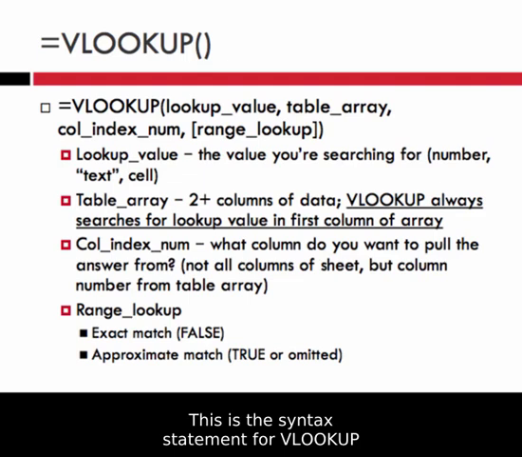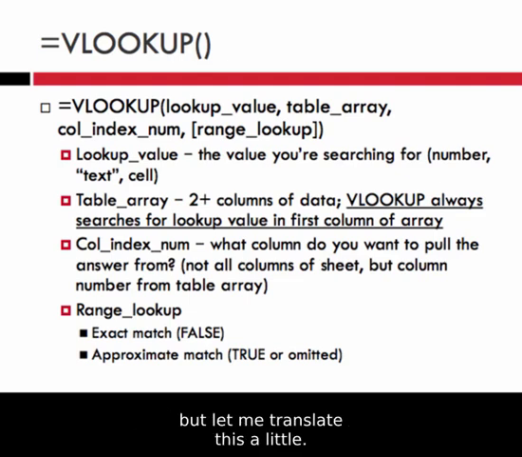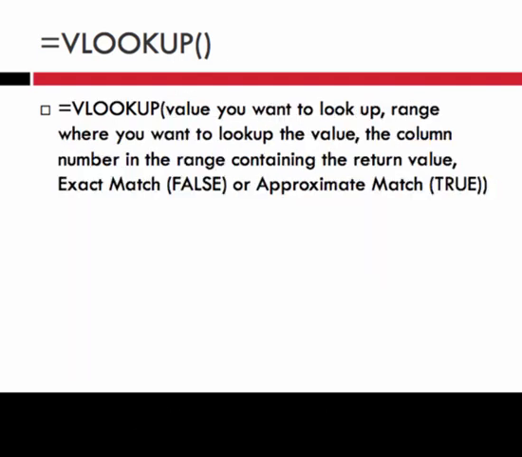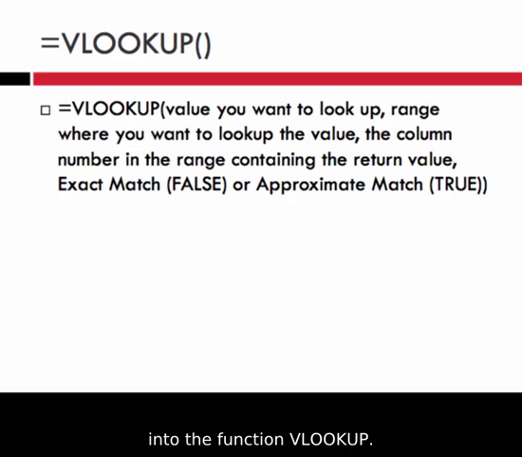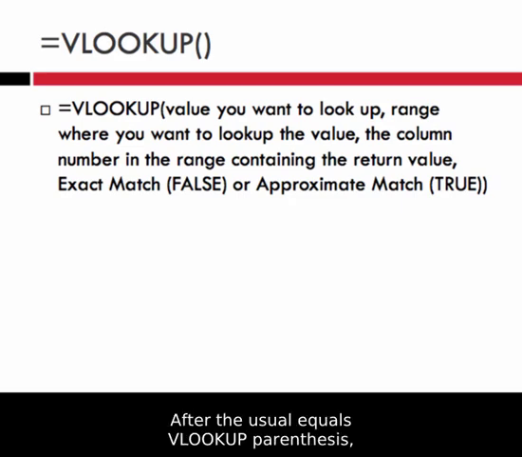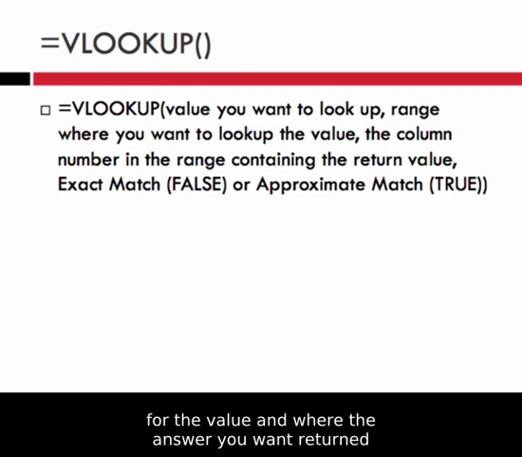This is the syntax statement for VLOOKUP, which tells you what values you have to put into the function. But let me translate this a little. There are 4 different values you have to put into the function VLOOKUP. After the usual equals VLOOKUP parenthesis, you first put the value you want to look up. Then you put the range of values where you want to look for the value and where the answer you want returned would be.